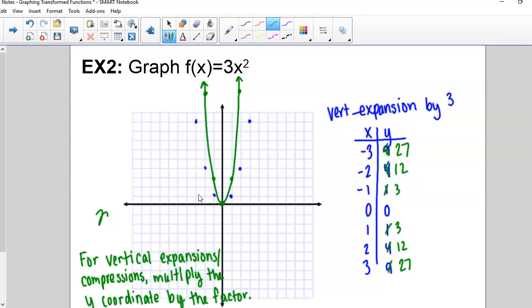I think expansions and compressions are really hard to do just by looking at it, like we do the reflections and the shifting up, down, left, or right. So that's why I usually just write the table out for those.